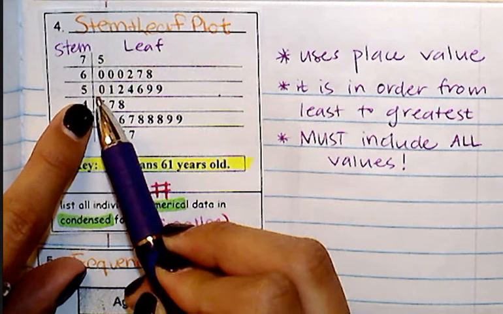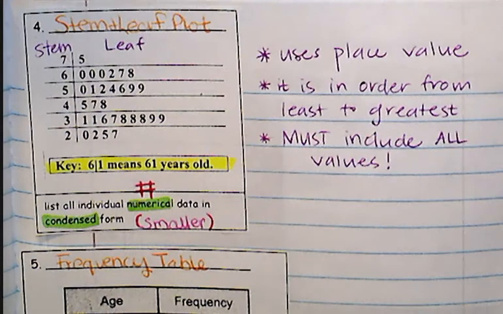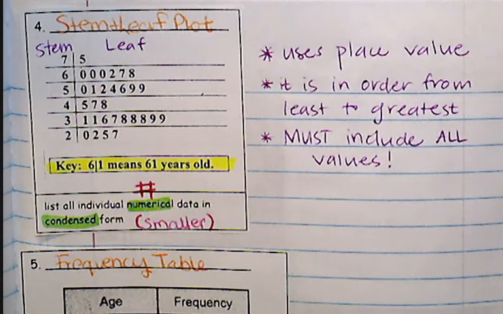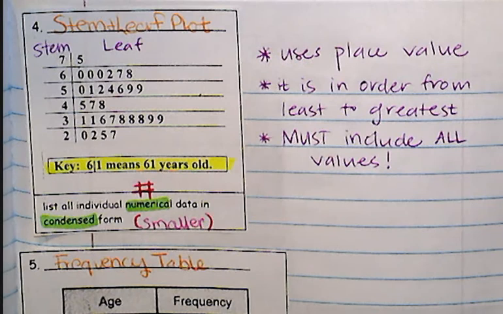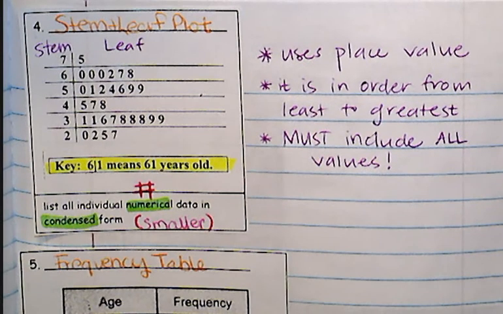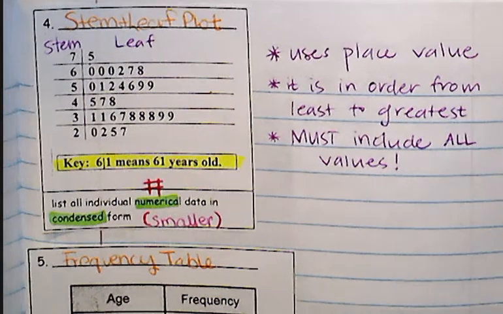Okay, so it's a condensed form. Can you imagine writing all of those numbers out in a line? That would be a lot. That would take forever. So we make a stem and leaf plot and it condenses it. It makes it smaller. Okay, it looks a little bit nicer. So let's move on to frequency table.